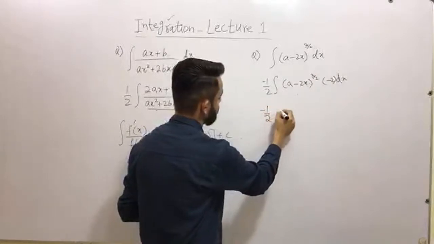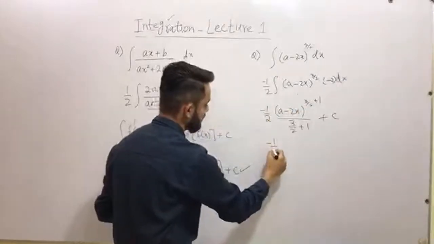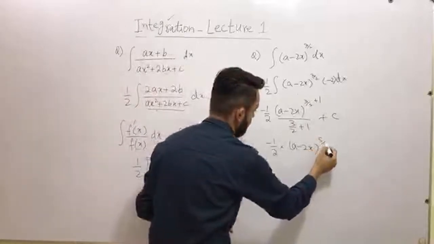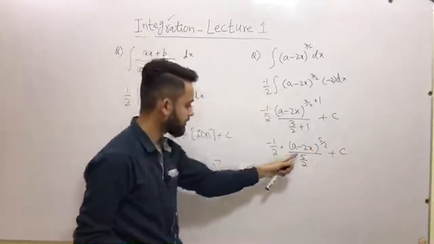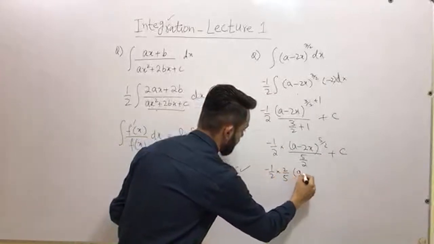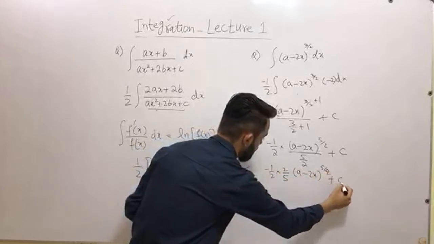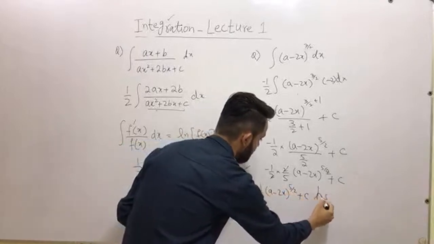So minus 1 over 2 (a minus 2x) to the power 3 over 2 plus 1, which is going to be 5 over 2, and over here also 5 over 2, plus c. Now when this 5 over 2 goes up, it would be 2 over 5 (a minus 2x) to the power 5 over 2 plus c. So 2 and 2 are going to be cancelled, so minus 1 over 5 into (a minus 2x) to the power 5 over 2 plus c. So this is basically the answer.